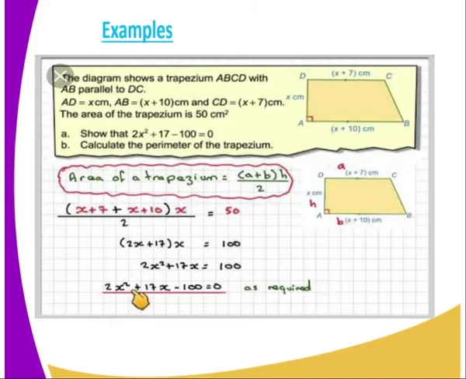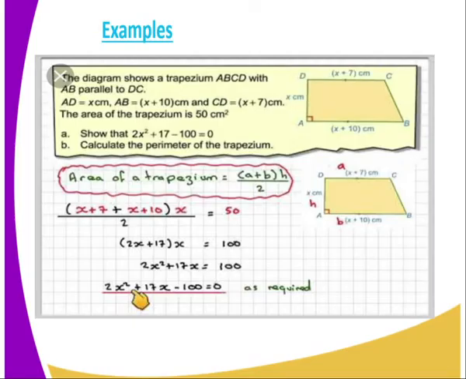Remember we have been given that the area of the trapezium is 50 centimeters squared. So with that now we can solve the equation. We multiply both sides by 2. So in that case we get 2x plus 17 in bracket, then x, that is solving the terms in the bracket, is equal to 100. So finally we end up having 2x squared plus 17x minus 100 is equal to 0. Already we have shown, as we were expected to do.